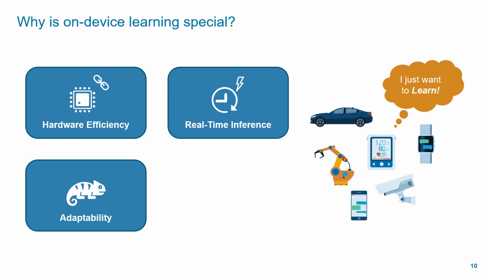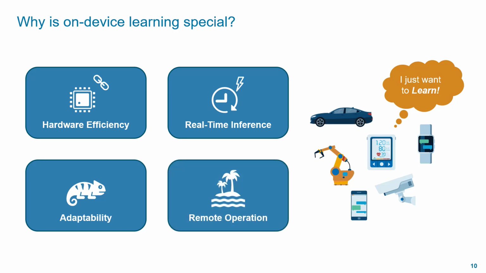Thirdly, on-device learning is special because we can adapt our model to respond to and make inferences for more than just the number of classes or types of inputs that we trained it on initially. So we can grow to learn about new types of information.